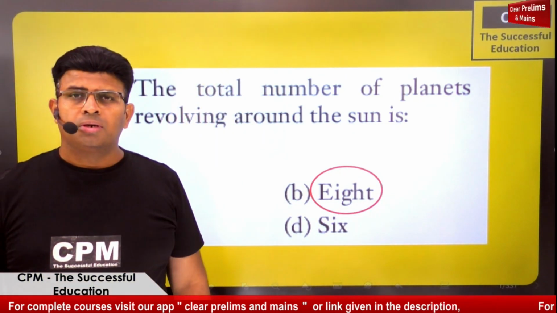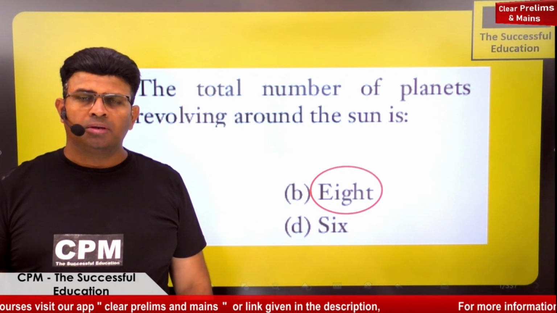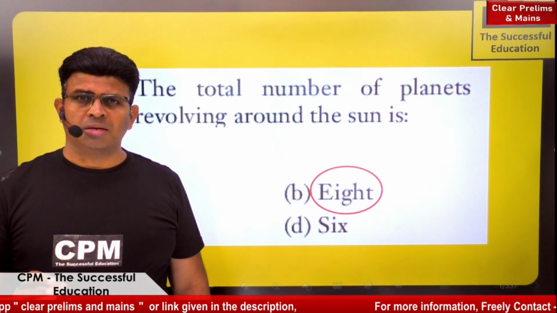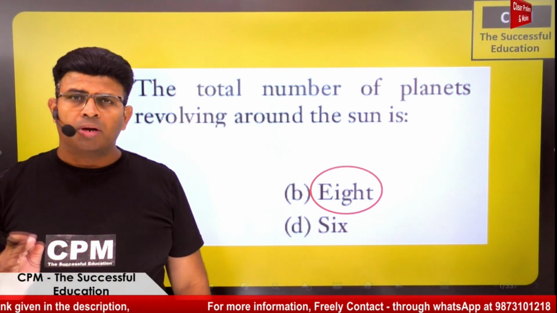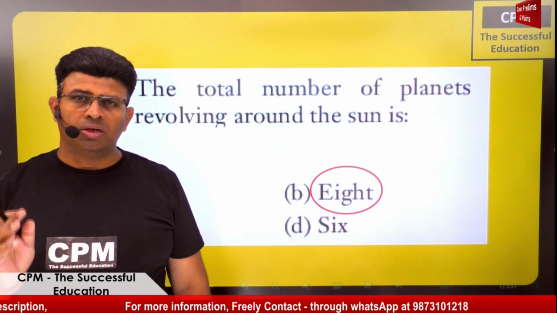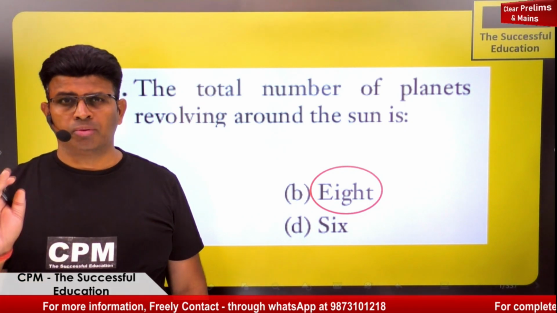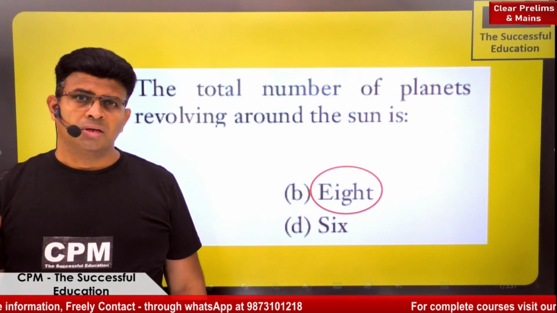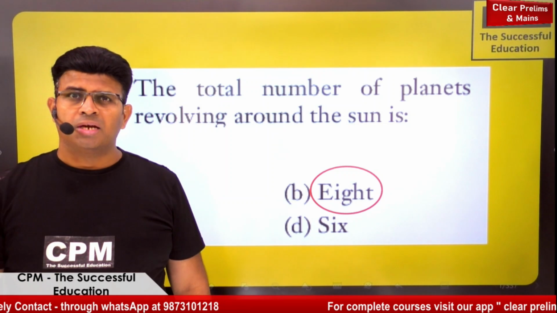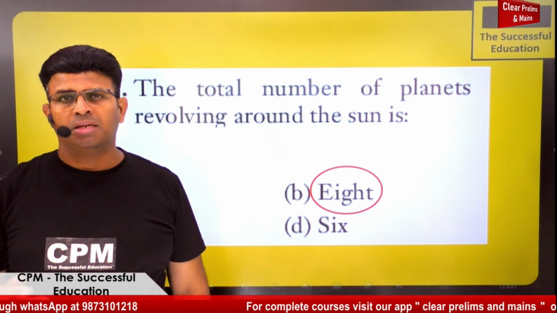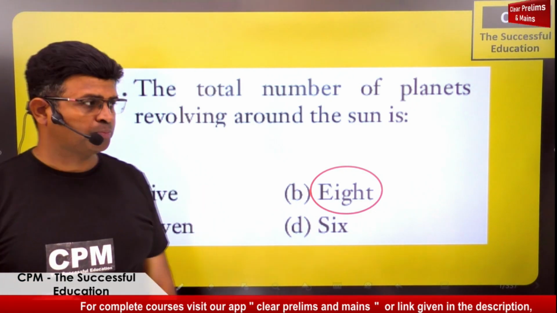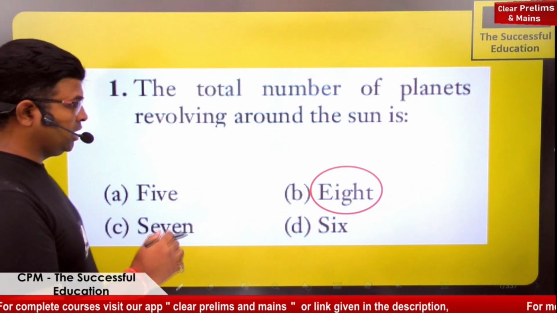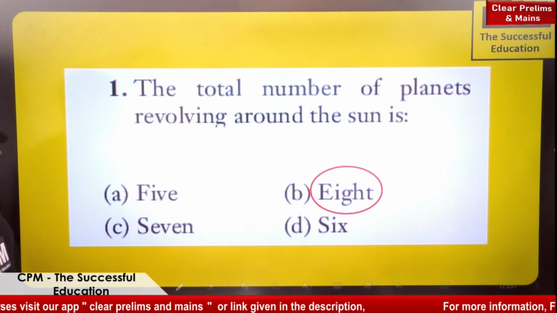Because before 2005 there were 9 planets, and in 2005 the International Astronomical Union decided that Pluto is not following the rules of planets. Therefore it has been converted into a dwarf planet, and thereafter we have only 8 planets after removing Pluto. So we can say 8 planets.